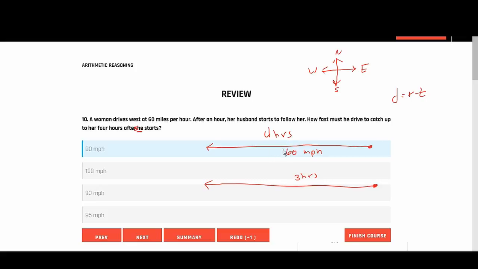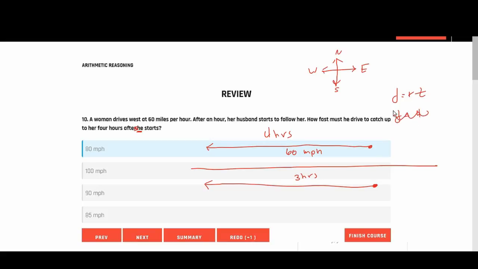In this case, we want to find out how far she drives in 4 hours. That way we can find out how far he has to cover in 3 hours. So let's go ahead and plug things in accordingly, just focusing on her information. Again, we're trying to find how far she went. So we're going to leave D as blank.